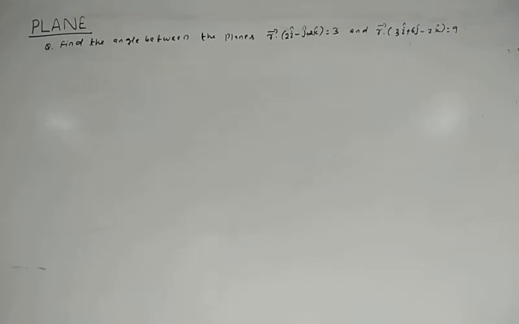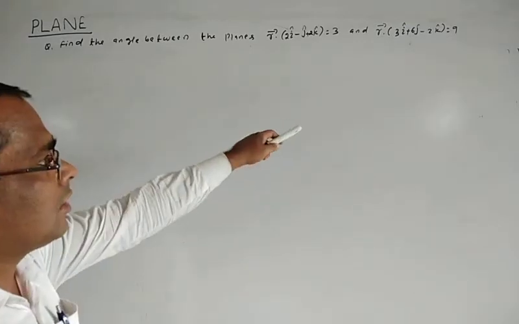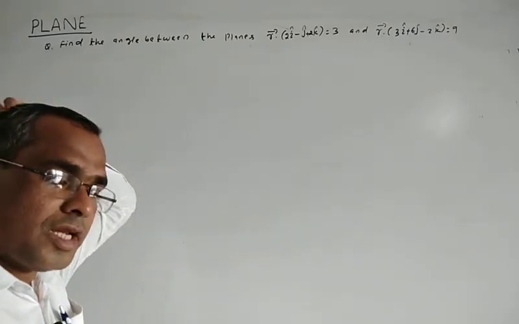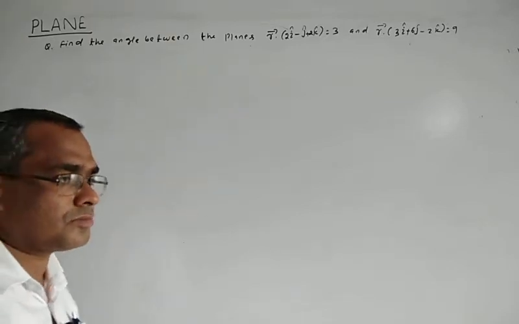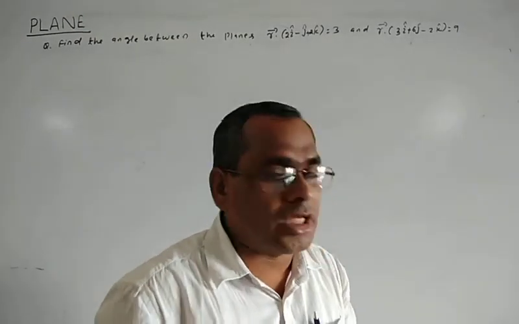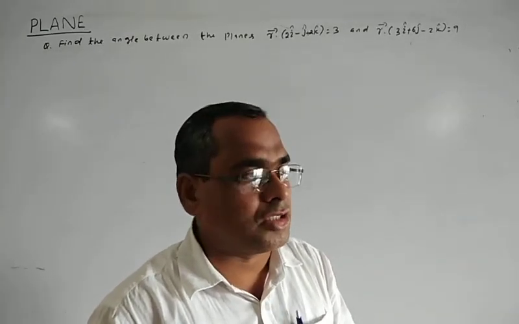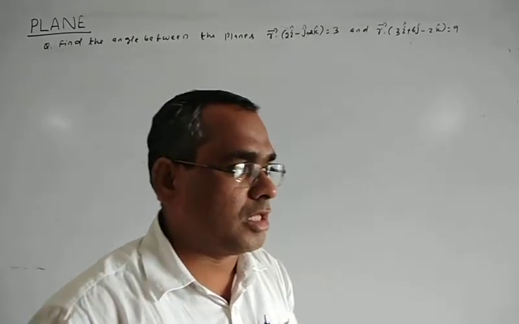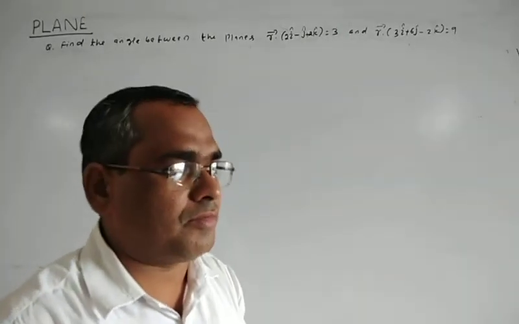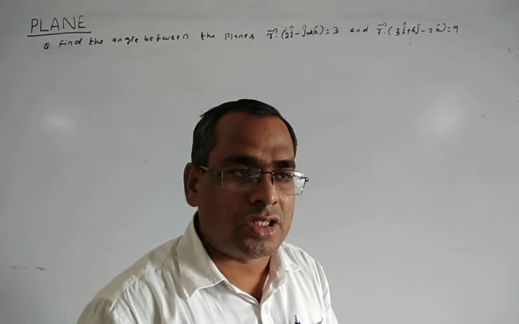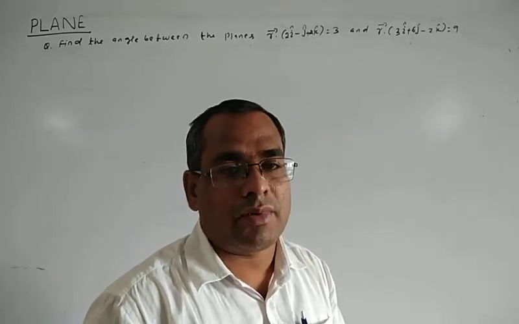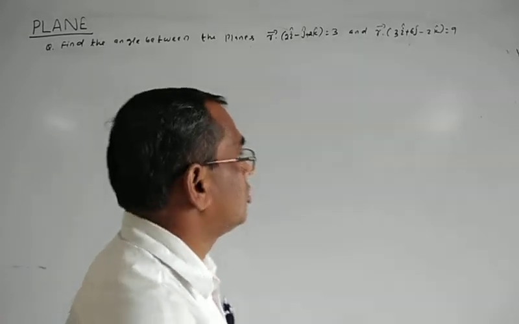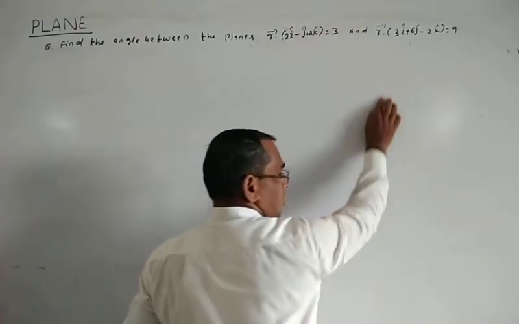Find the angle between the planes r vector dot 2i cap minus j cap plus 2k cap equal to 3 and r vector dot 3i cap plus 6j cap minus 2k cap is equal to 9. Clearly it is in vector form. In vector form the general form is r vector dot n vector is equal to d. If we take two planes, then we write r vector dot n1 vector is equal to d1 and r vector dot n2 vector is equal to d2. So clearly this is n1 vector and this is n2 vector.